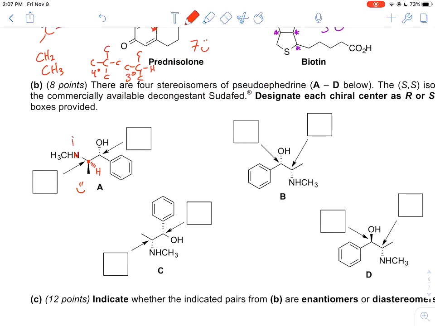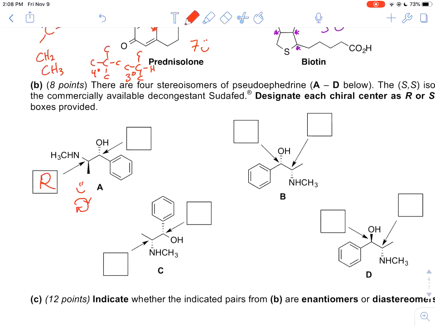Nitrogen is going to be priority 1. This carbon is connected to an oxygen, so that's going to be priority 2. And then this methyl group is priority 3. It looks like R and actually is. So this is going to be an R center. Clean this up. Oops, that's not that.